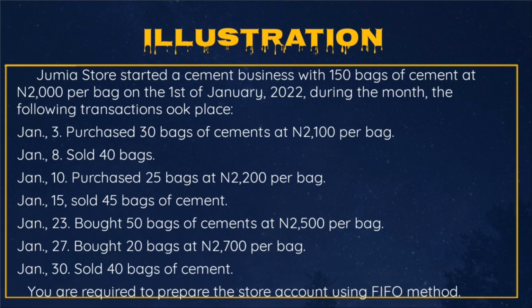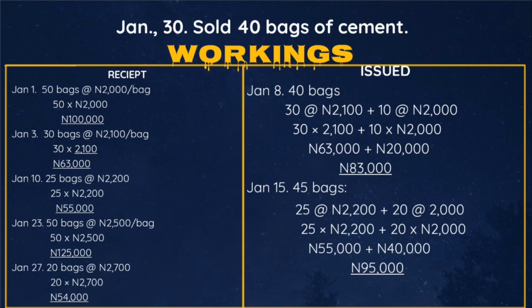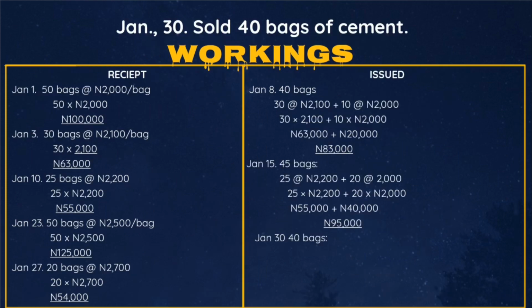So let's move on to the last one. January 40 bags of cement were sold. So at what time? Let's go back to our workings. January 40 bags of cement. So at what amount will these 40 bags of cement be sold? So let's go to our receipt side.